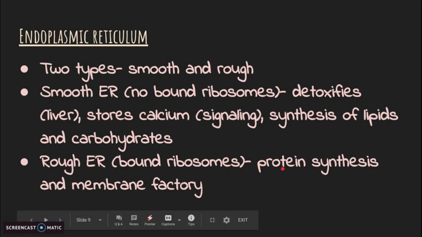For the endoplasmic reticulum, there are two types that we know of: the smooth ER and the rough ER. The difference in their names tells us the difference between them. The smooth ER is smooth, as in it doesn't have any ribosomes bound to it, while the rough ER does have ribosomes bound to it, which is why it's called the rough ER compared to the smooth ER.